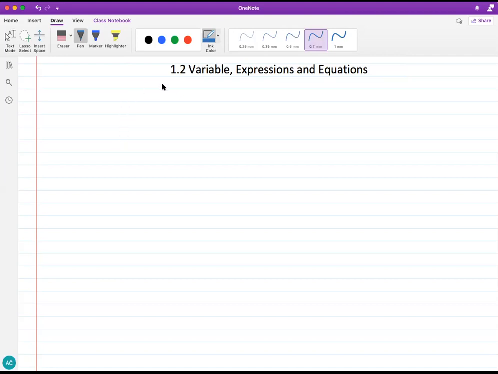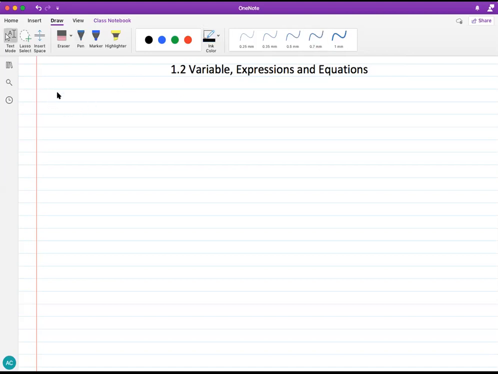All right, so today's class is about variables, expressions, and equations. Okay, we're going to see what these are and also learn how to evaluate and check some equations for solutions. So let's first start with what an expression is.